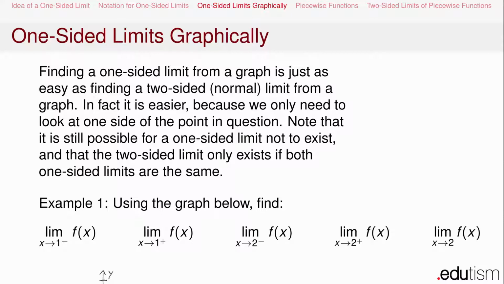Again, there will be situations coming up where one-sided limits may not exist, and a two-sided limit does not exist unless both one-sided limits are the same. If the one-sided limits are different, the two-sided limit does not itself exist.